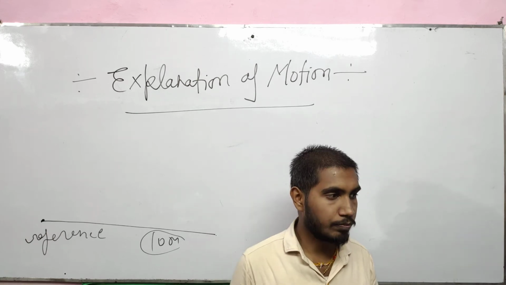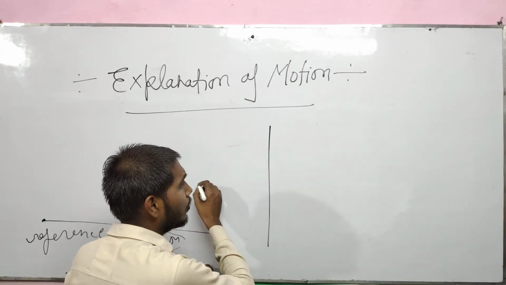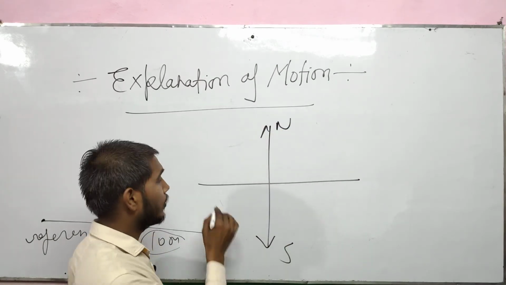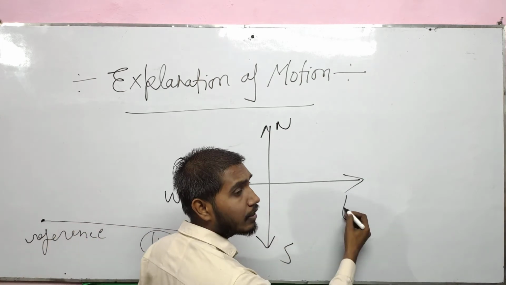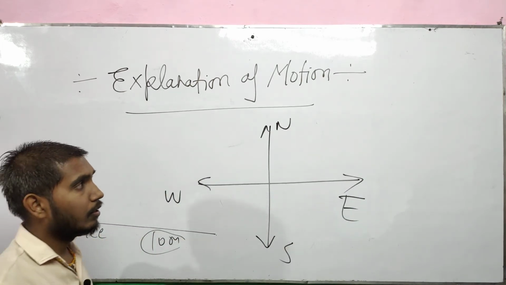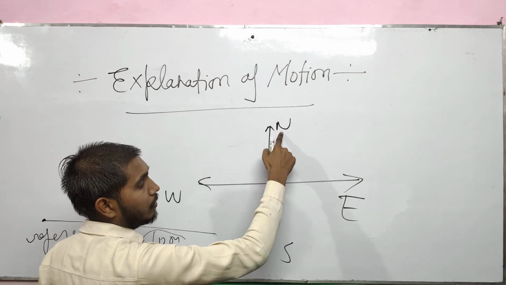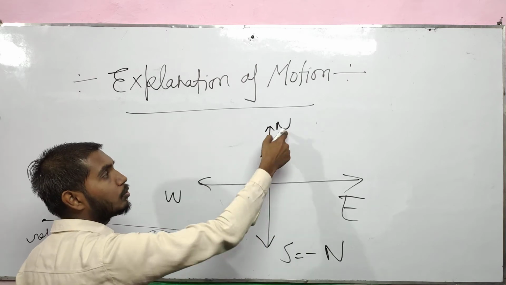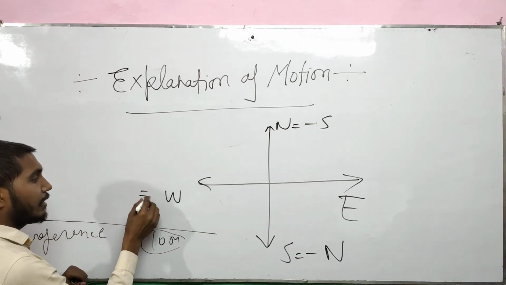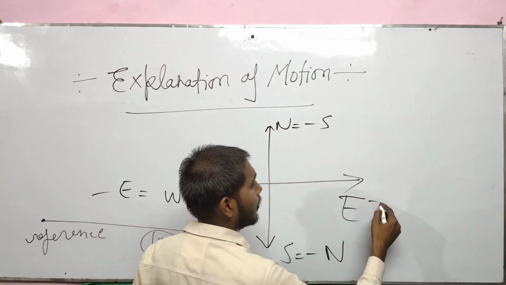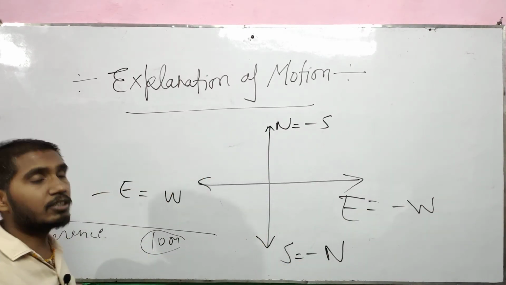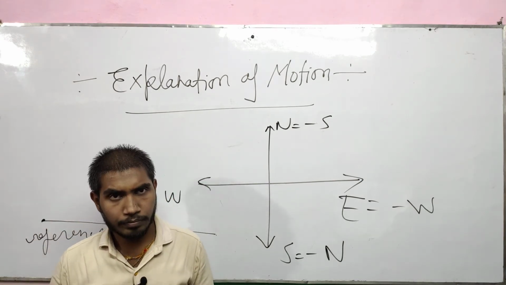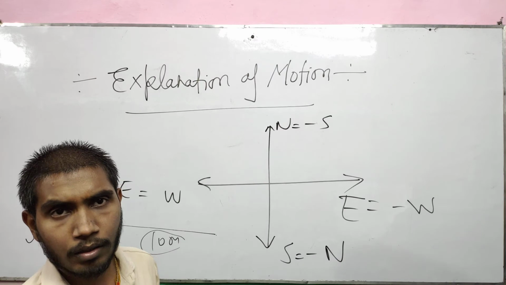Now, something other: in the copy, this is north, this is south, this is west, and this is east. If you come here, it is minus north. If you go there, it is minus south. If you come here, minus east. If you go there, minus west. This is also the way to see. Any problem? This is all about it.